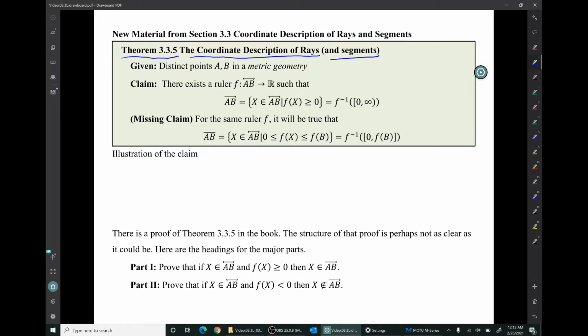So here's the theorem. Given distinct points A and B in a metric geometry, the claim is there exists a ruler, F, for line AB, such that the ray AB consists of all the points on that line that have a coordinate greater than or equal to 0. In other words, they are the preimage of this half-open interval from 0 to infinity. So I'll illustrate that claim before showing you the other claim.